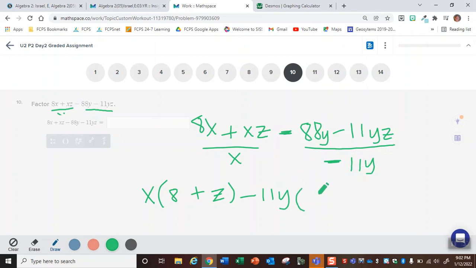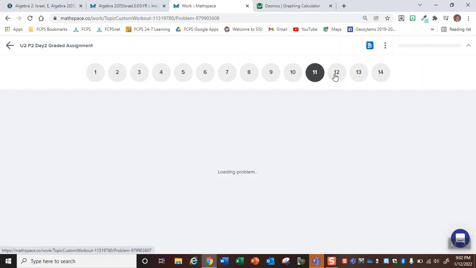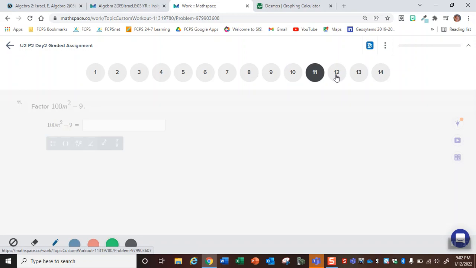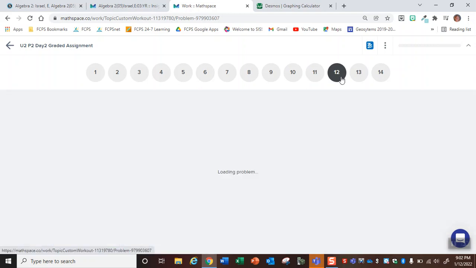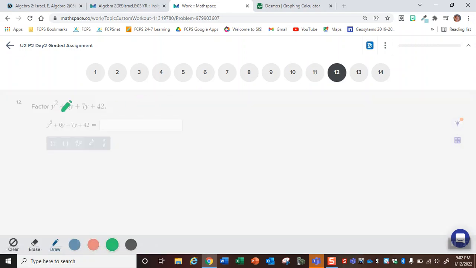Divide it. That will be 8. And then this would be the y. This 11 cancels out. The y cancels out. So all that's left is a plus z. And that's good because that's my common factor, 8 plus z. And then I've got x minus 11y. Alrighty, and then b is 0, so we're good with that. Again, you've got your grouping, just do the groups.